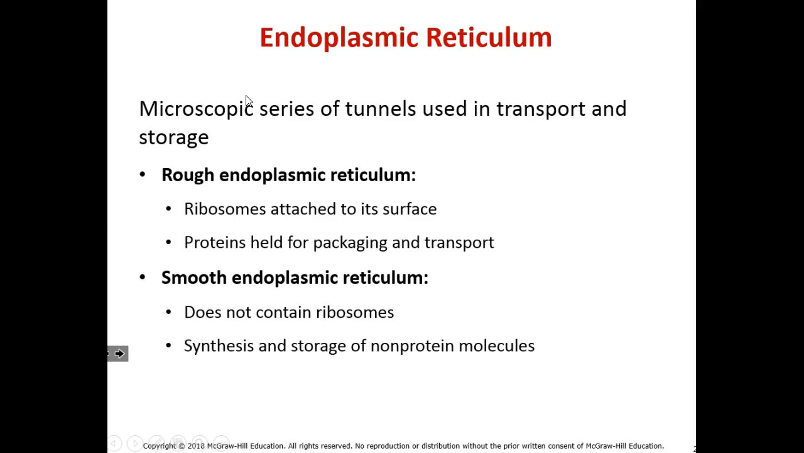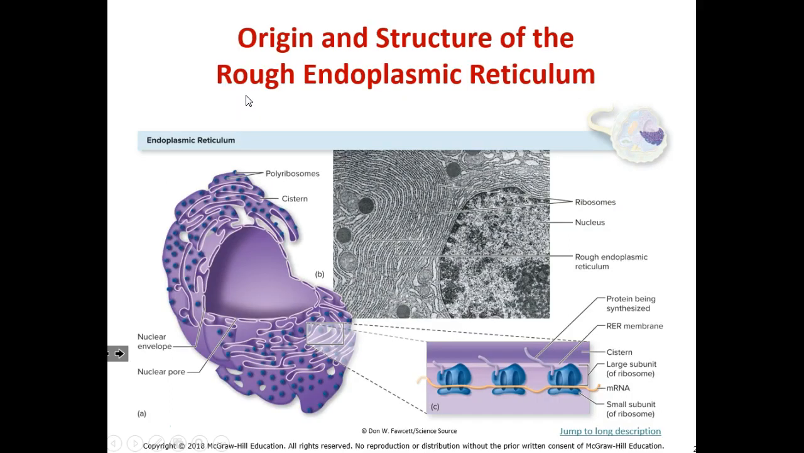The endoplasmic reticulum, there are 2 of them, the rough and the smooth, a microscopic series of tunnels used in transport and storage. The rough endoplasmic reticulum has ribosomes attached to its surface. Proteins are held for packaging and transport. The smooth endoplasmic reticulum does not contain ribosomes. Its function is the synthesis and storage of non-protein molecules.